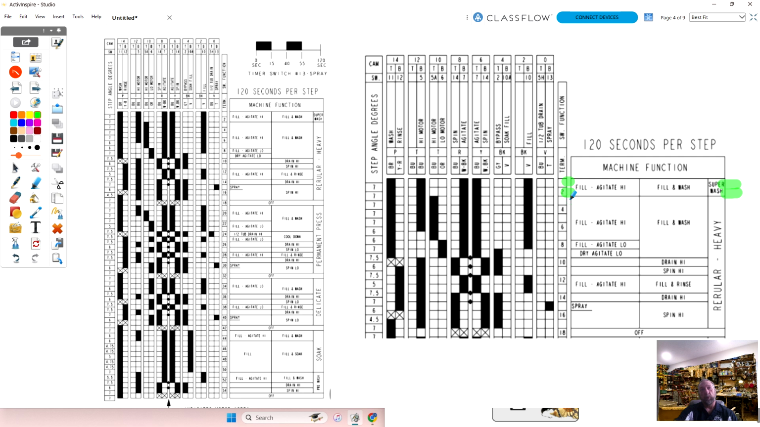But if we looked at this whole wash cycle, that wash cycle ends here and begins here. So how much time, can anybody tell me, how much time is this machine going to agitate or wash when it is turned on? Does anybody know the answer?